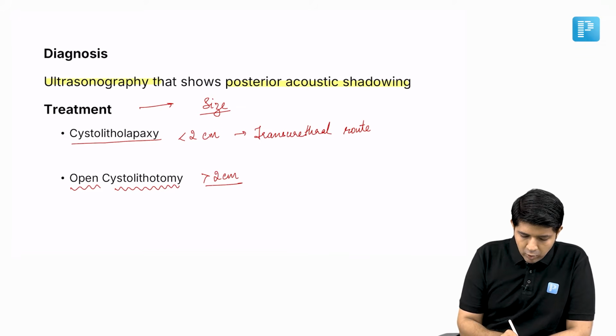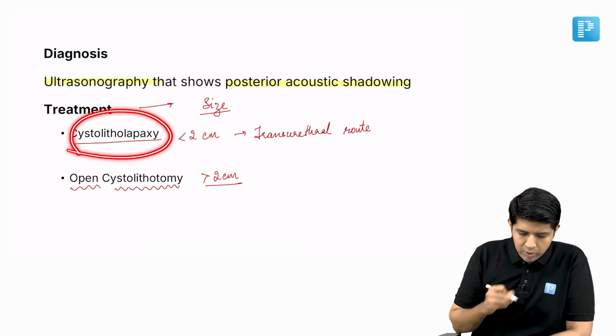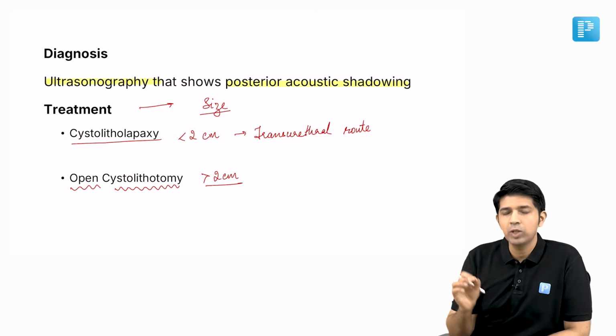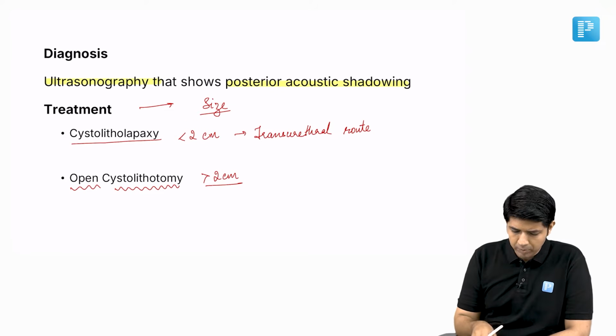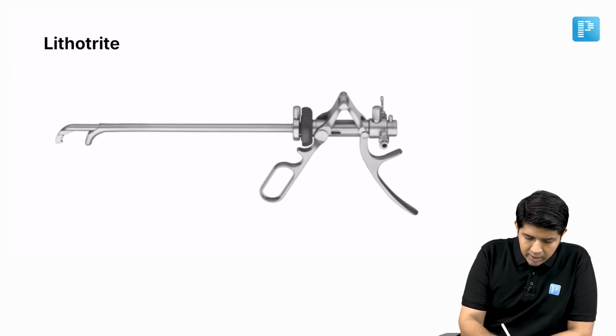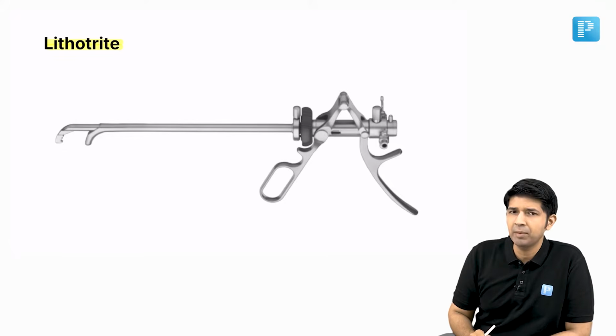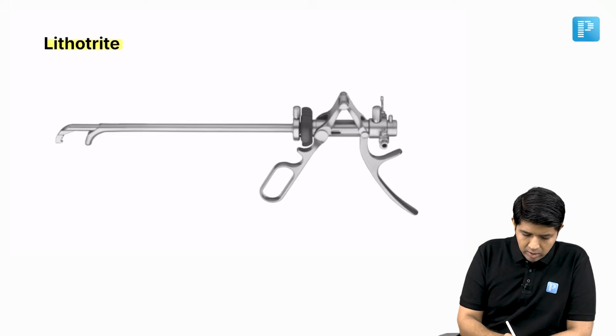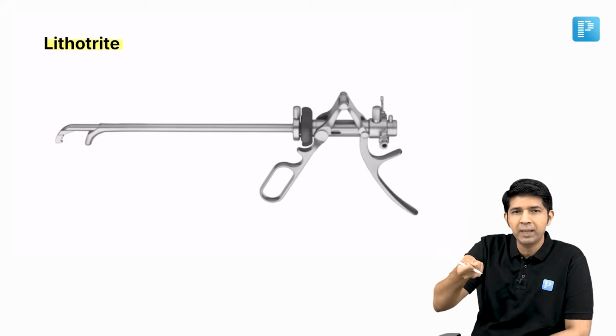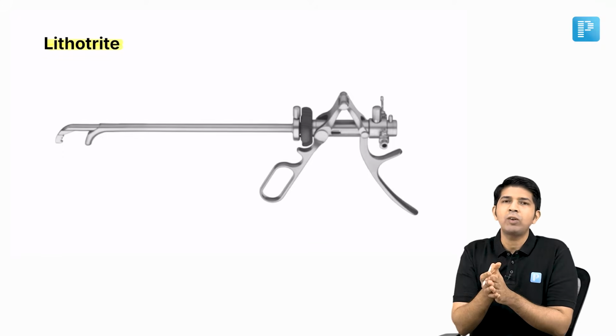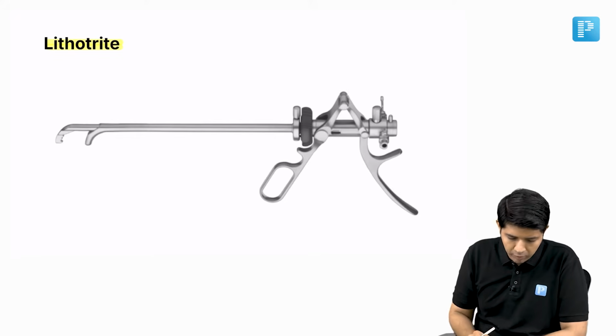One other thing that you need to know, there is a certain instrument that we use whenever we do this cystolitholapaxy. This is something like a cystoscope. Now that instrument is called a lithotrite. Okay, this can be asked as an image-based question. So the stone is held between the two jaws of the instrument, and then when you press it, it's going to crush the stone. So that will help you retrieve the fragments of the stone.